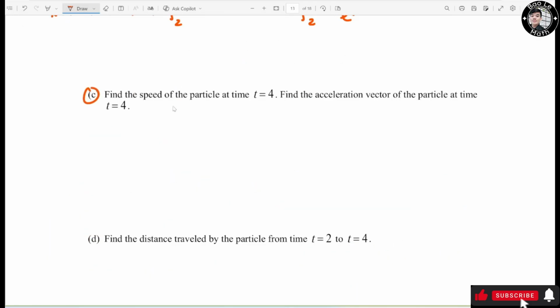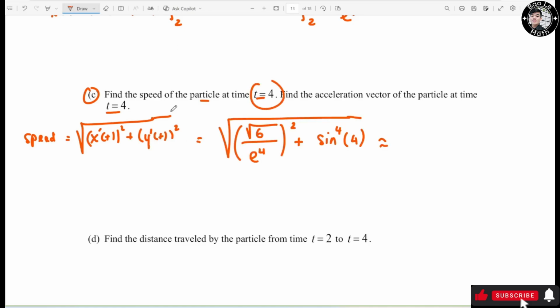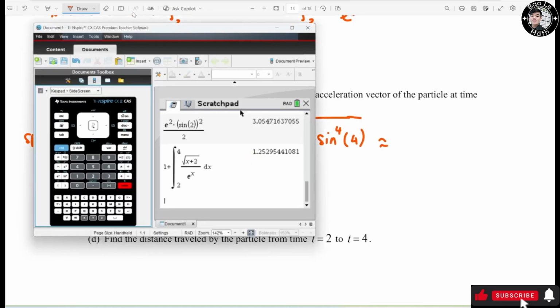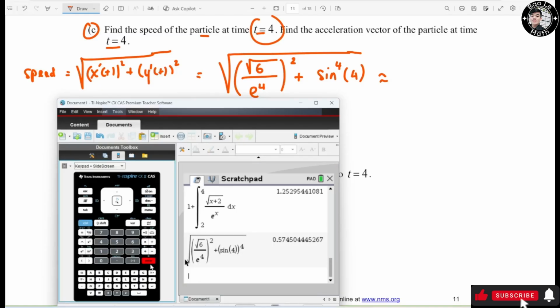C. Find the speed of the particle at time t equals 4. Find the acceleration vector of the particle at time t equals 4. Alright, so we know that the speed equals the square root of s prime of t altogether squared plus y prime of t altogether squared. Alright, so we're gonna bring up the calculator. Press Ctrl Enter. It's gonna be 0.574.